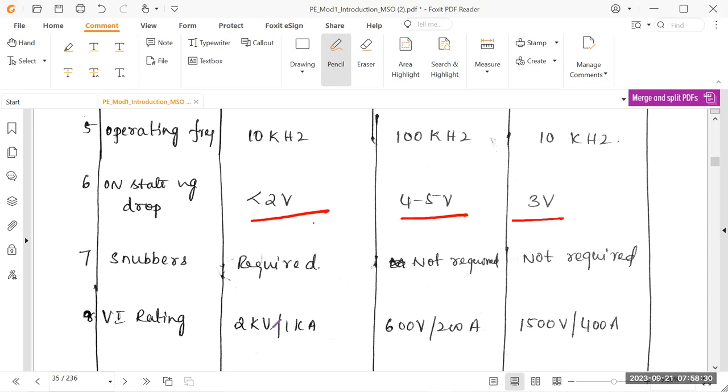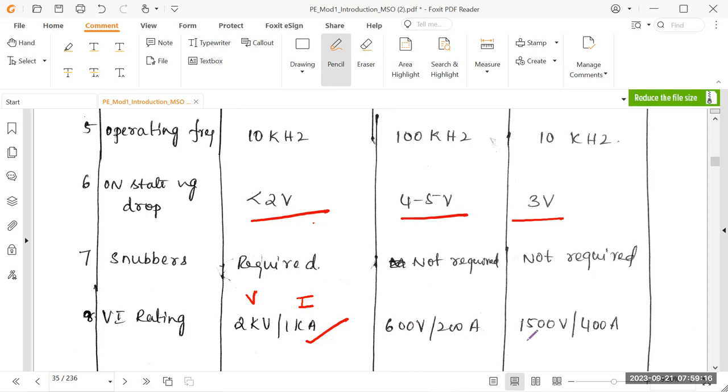Coming to the eighth one, it's the VI rating. The VI rating is one of the important parameters. We are supposed to know its current and voltage rating and also power ratings. For the power BJT, the voltage rating is 2 kilovolts and the current rating is 1 kilo ampere. Similarly, for the MOSFET, 600 volts is the voltage rating and 200 amperes is the current rating.